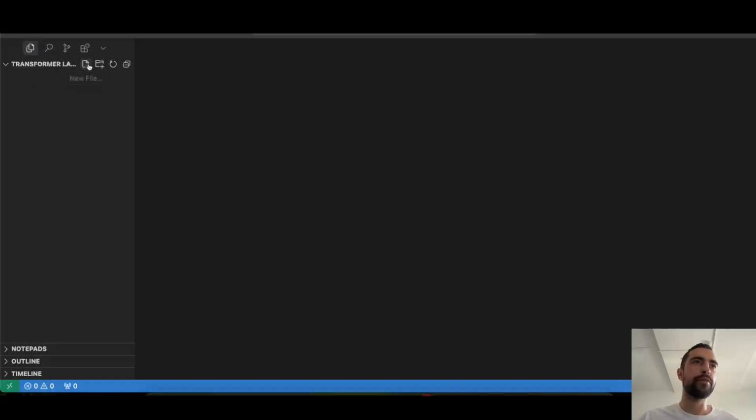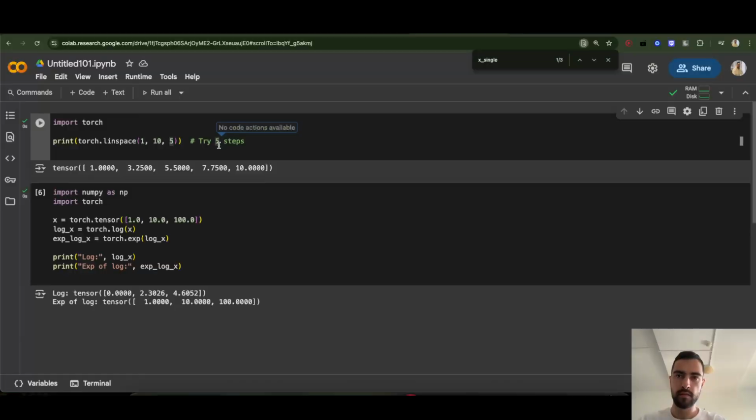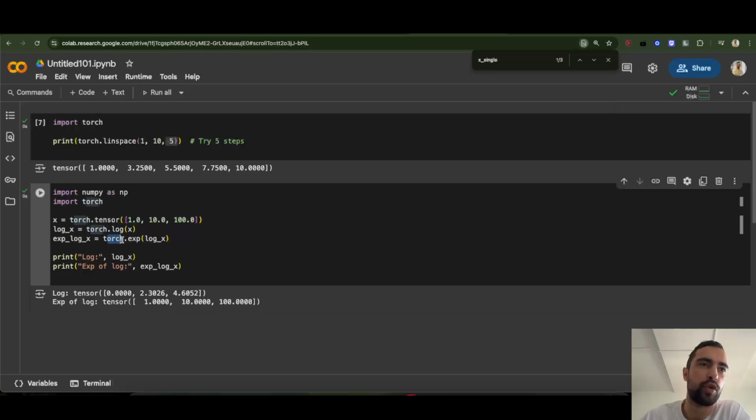So I will create a new file, transformer block.py. Let's see what this linspace does. So if I print torch linspace 1 to 10, we go 1 to 10 with 5 steps in between, equal steps in between. Then let's see torch log and torch exp.